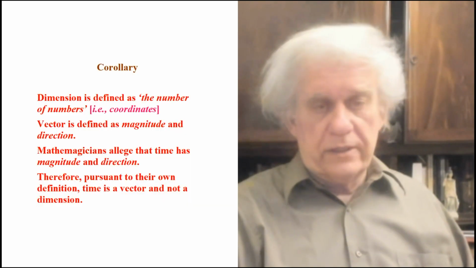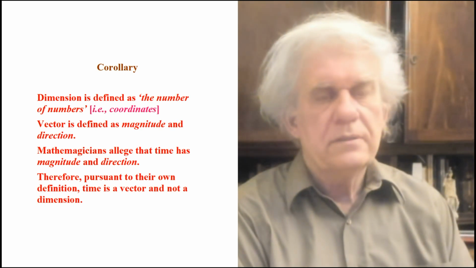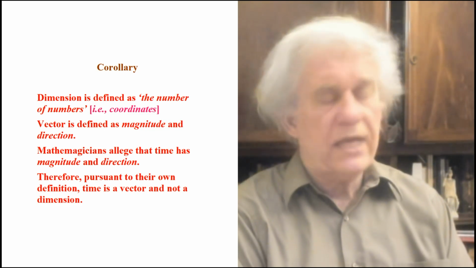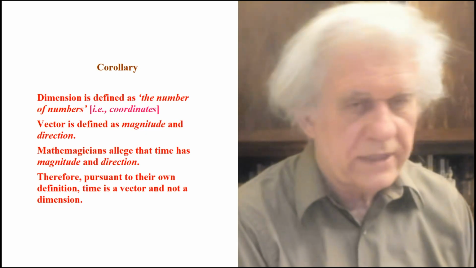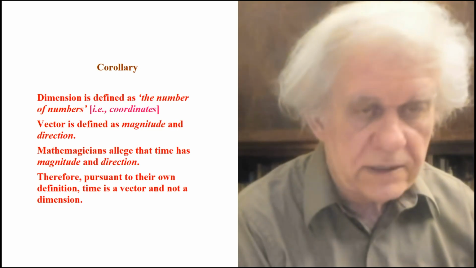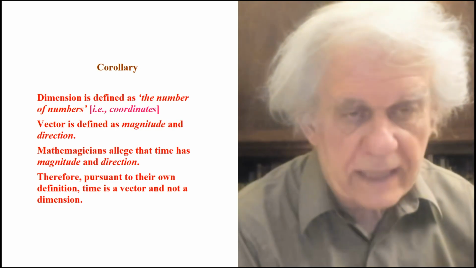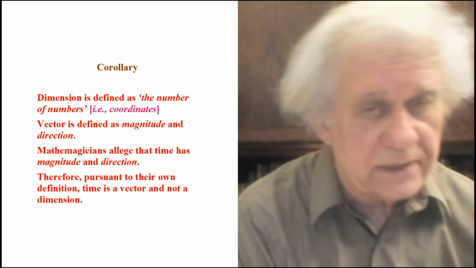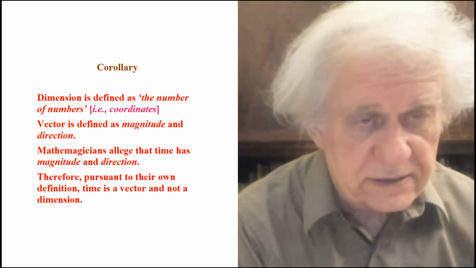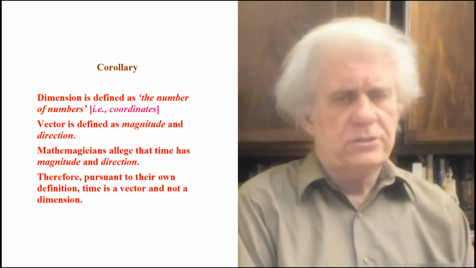Okay, so here's a corollary for all that. Dimension is defined as the number of numbers. They call it the number of coordinates. What is a coordinate? A number. So it's the number of numbers. That's the scientific definition from mathematical physics for the word dimension. Again, that has to do solely with math. Vector is defined as magnitude and direction, even though math has no purpose for direction. Mathematicians allege that time has magnitude and direction. So if time has magnitude and direction, which is what a vector has, then pursuant to their own definition, time is a vector and not a dimension.